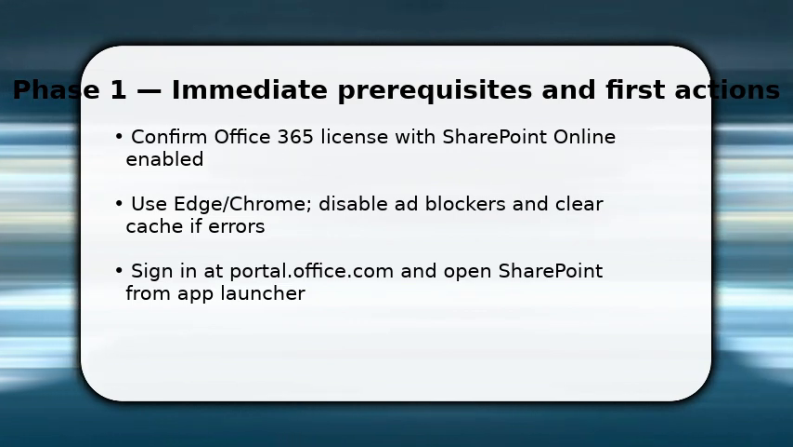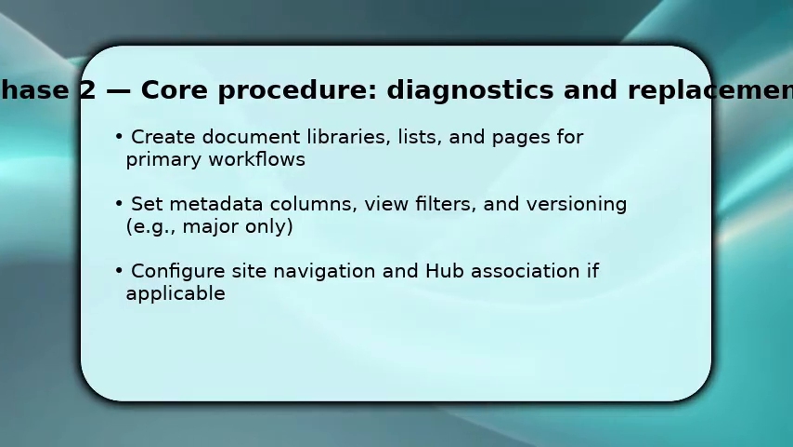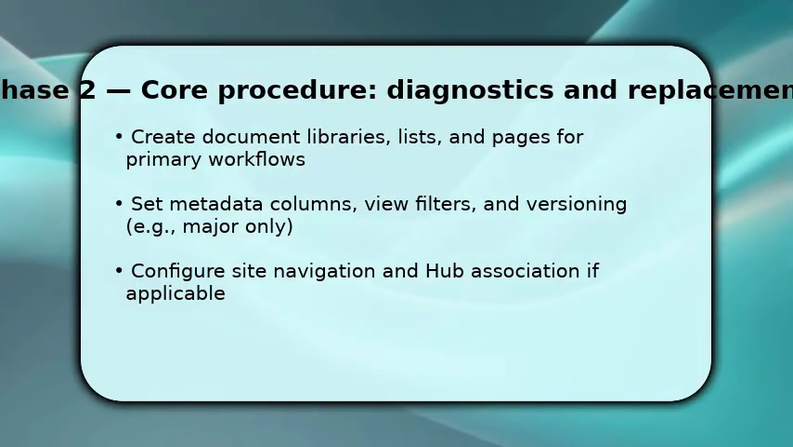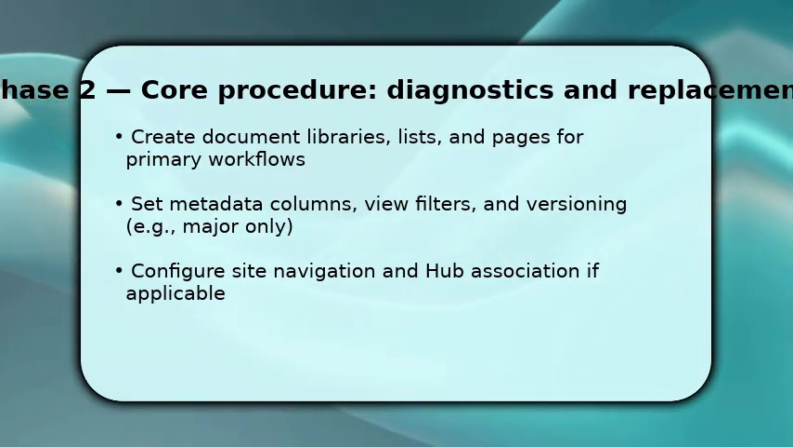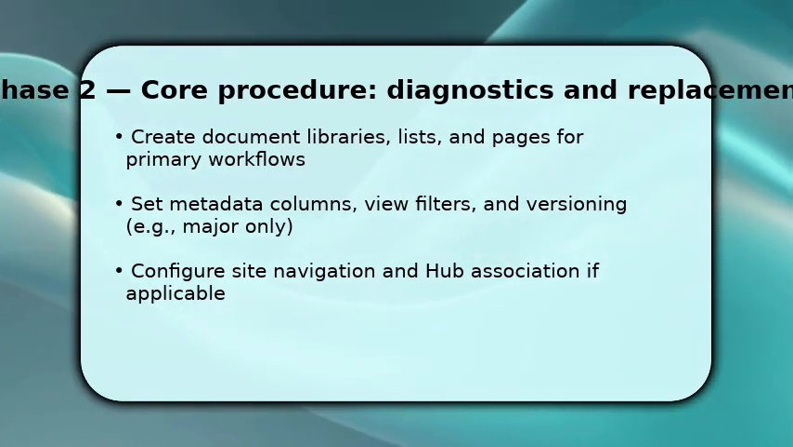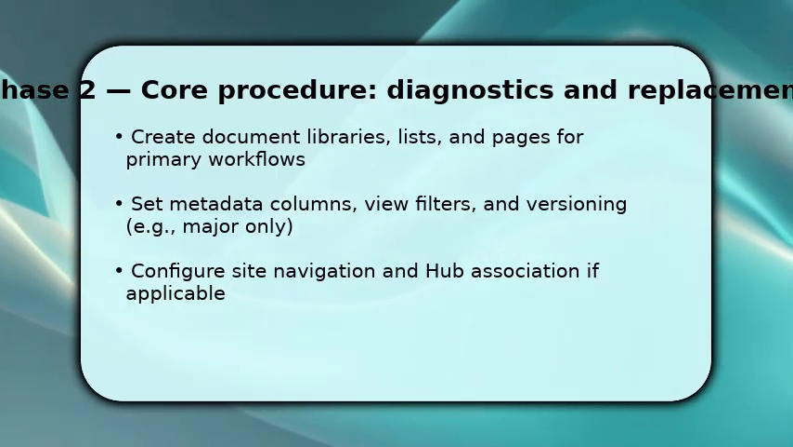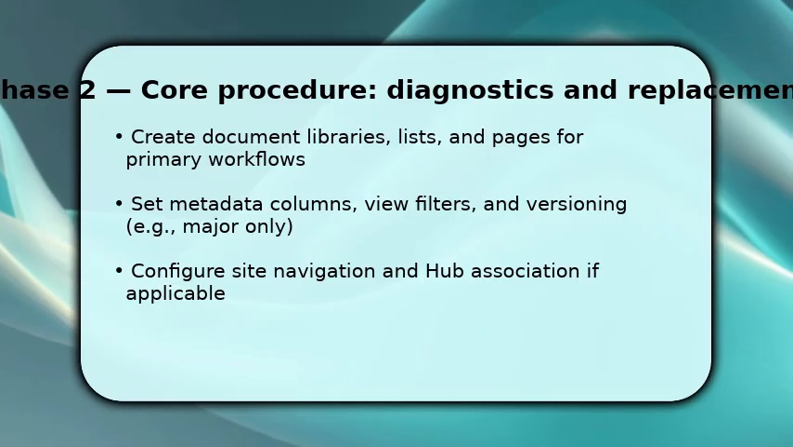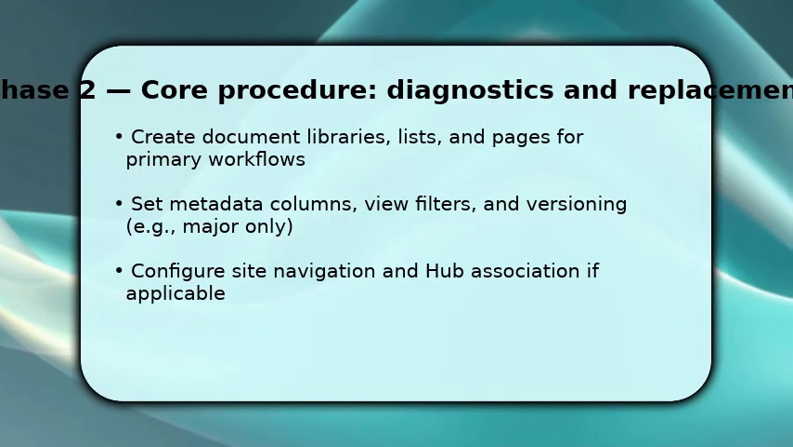Once the site exists, you build its structure. Create document libraries and lists that map to your processes, and add pages for important content. Make sure to add metadata columns and create filtered views to make content findable. Enable versioning on libraries so you can recover changes. Also configure site navigation, and if you have multiple sites, join a hub for unified search and permissions.